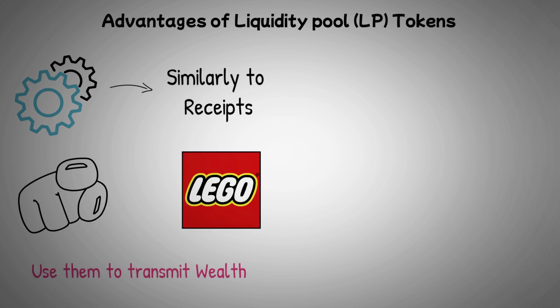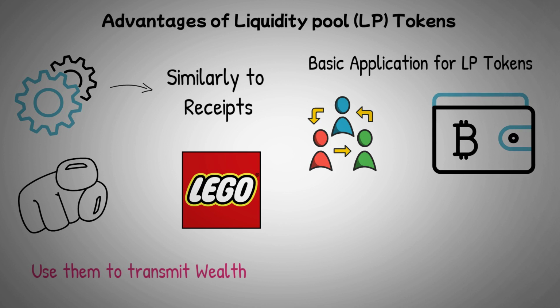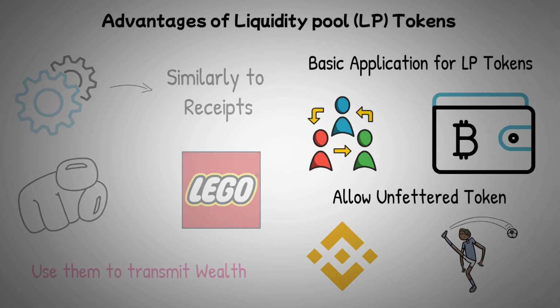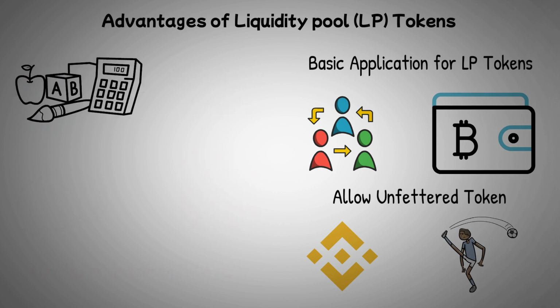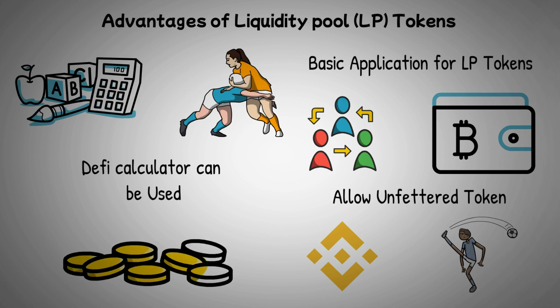Use them to transmit wealth. The most basic application for LP tokens is the transfer of ownership of their associated liquidity. Some LP tokens are connected to specific wallet addresses, but most allow unfettered token transfer. You could, for example, give BNB-WBNB LP tokens to someone who could then remove the BNB and WBNB from the liquidity pool. However, manually determining the exact number of tokens in the pool is challenging. In this instance, a DeFi calculator can be used to calculate the number of staked tokens connected to your LP tokens.